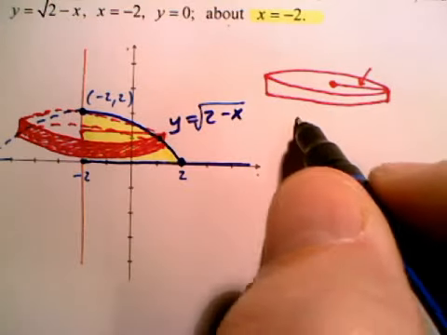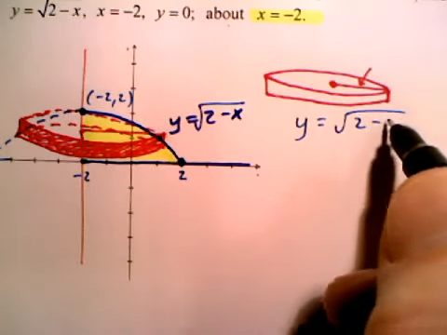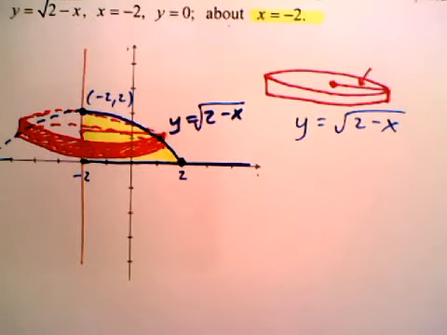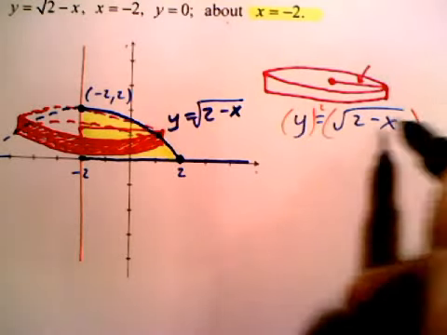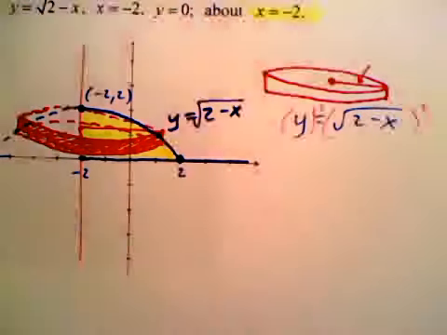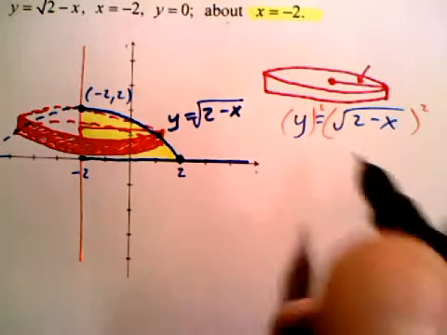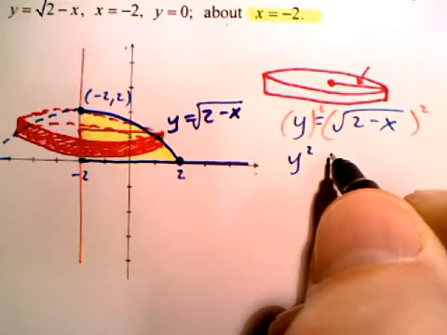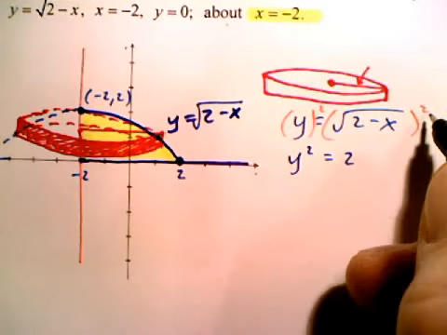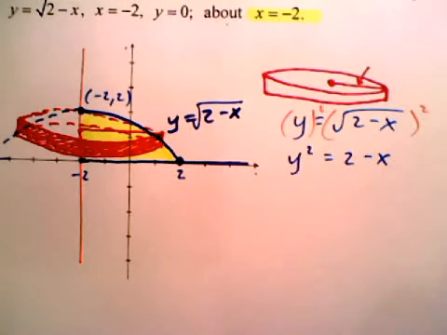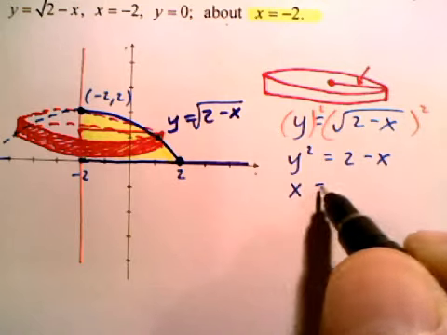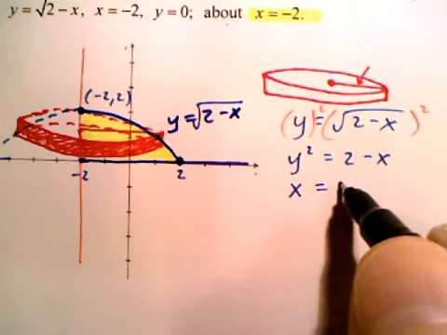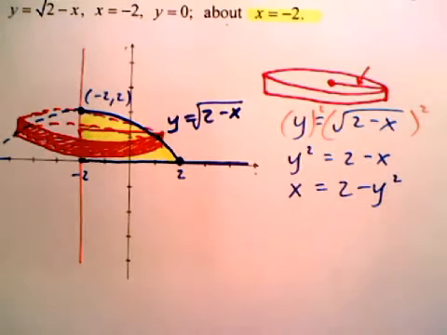So we take the equation, y equals the square root of 2 minus x, and we've got to get x by itself. To undo that square root, we need to square both sides, and so we get y squared is equal to 2 minus x. When you square the square root, it drops off. Then we're going to add x to both sides, so we get x on the left, and we're going to subtract y squared from both sides, so we're going to get x equals 2 minus y squared.